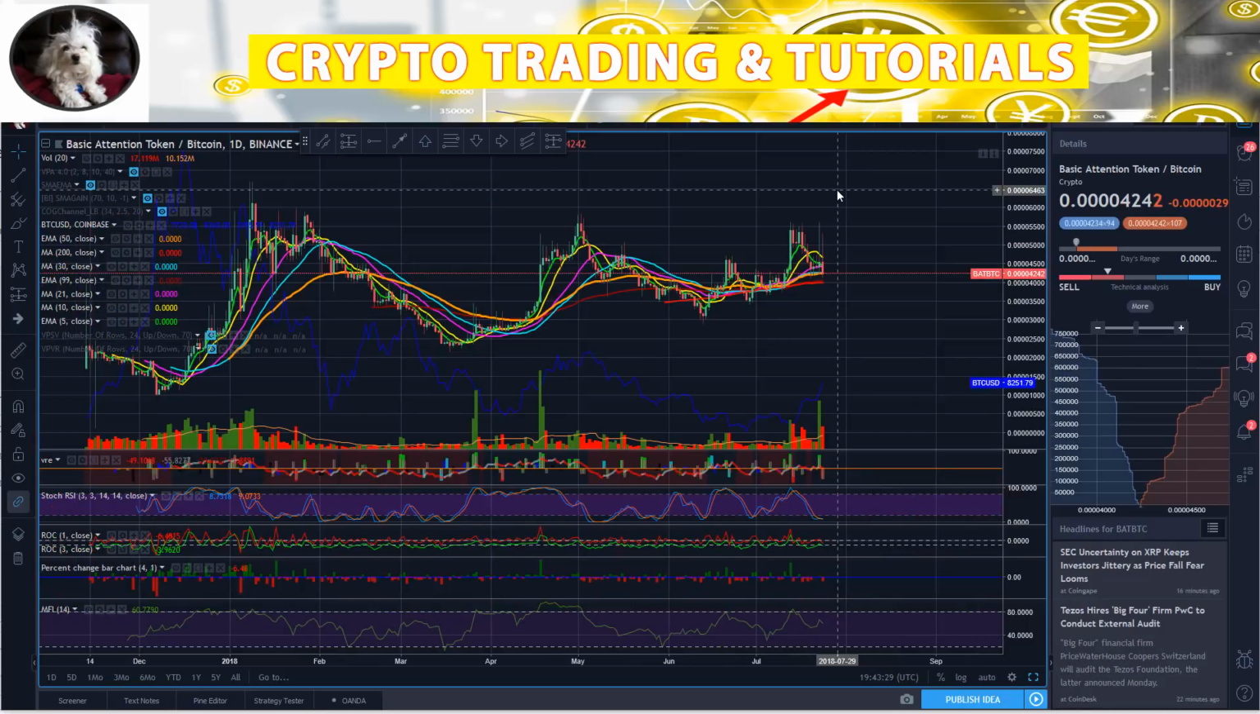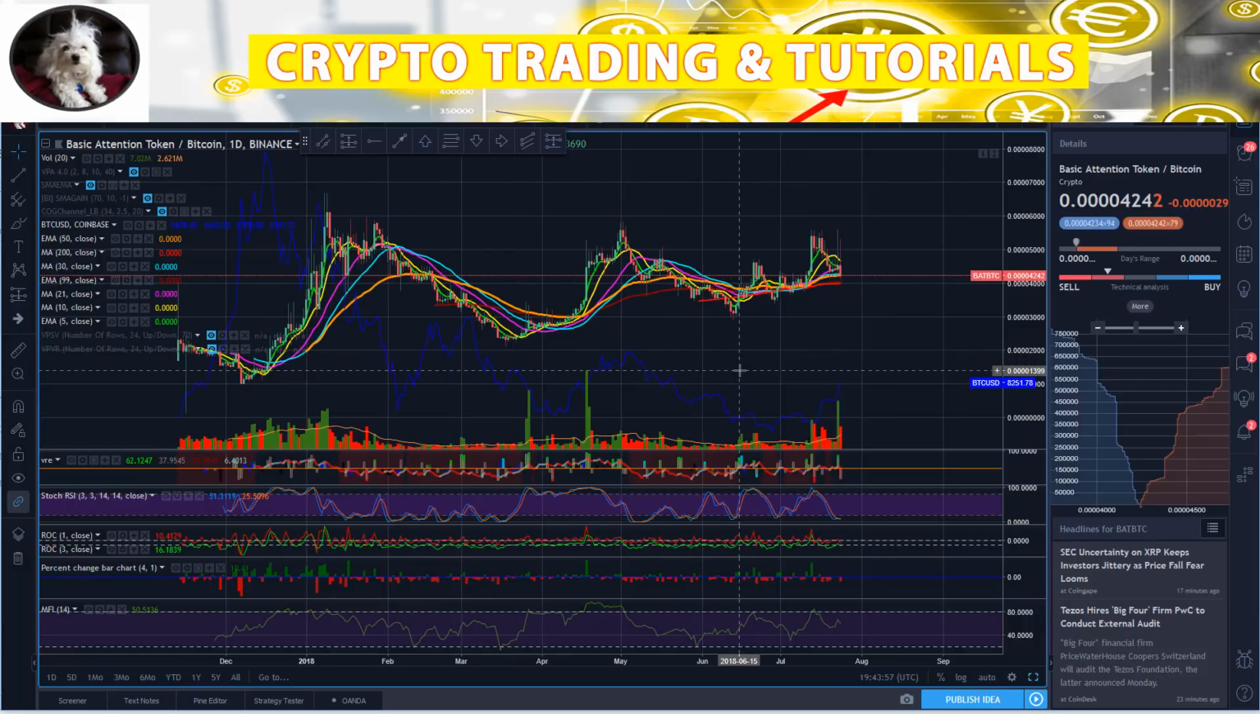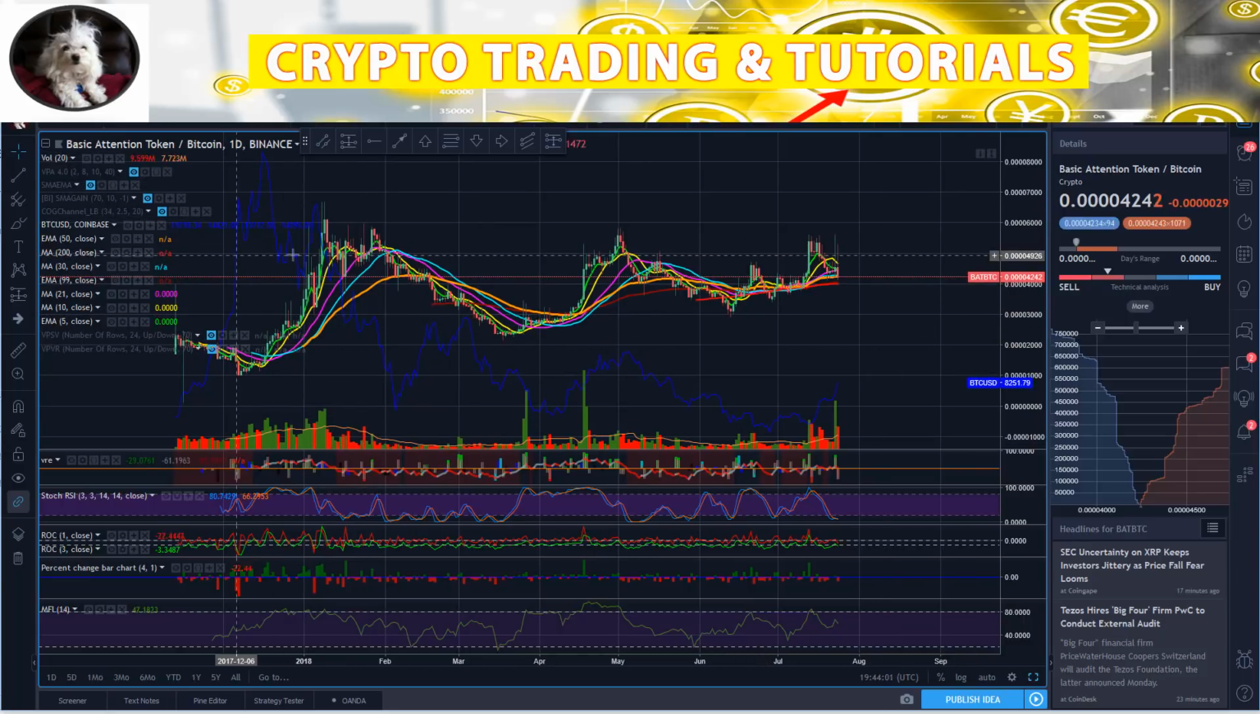Now, I know many people might be saying, well, wait, you have these indicators on your chart right here. You have the RSI, you have the rate of change, you have the MFI. You have that on your chart. Isn't that technical analysis? And here's the distinction that I would suggest that you start employing into your own trading system. Technical analysis is, and we're looking right here at Basic Attention Token on Bitcoin on the daily time frame.